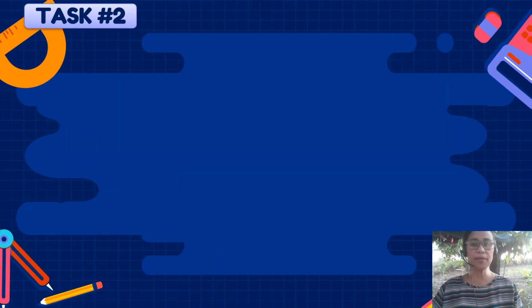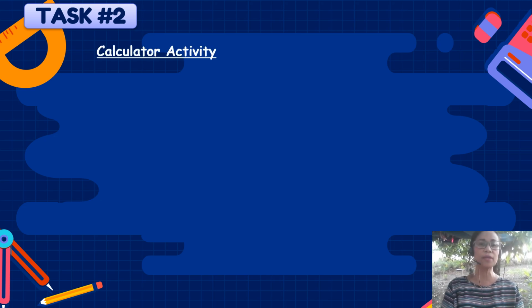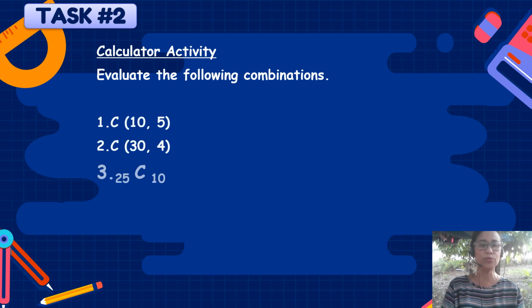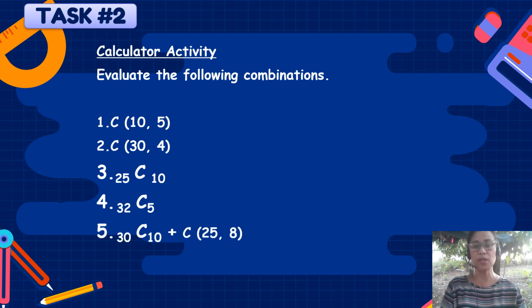Now let's check your understanding about combination. With this calculator activity, you are going to evaluate the following combinations, number 1, 2, 3, 4, and number 5. You need a calculator to go with it. Let's start with number 1: 10 choose 5. What's your answer?